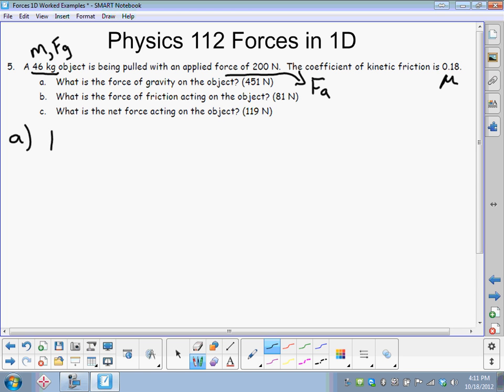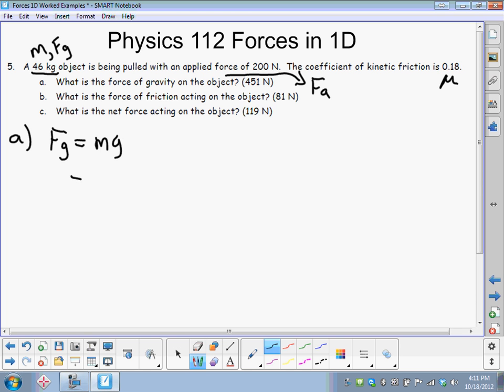Well, force of gravity is mg. Now, to be consistent with direction, force of gravity is usually downward, and that'll end up being a negative value. The answer here has positive 451. Think of that as the magnitude. Okay, so that's the magnitude of our answer. Either way, I'm not going to be very picky about that. So you can, as long as you're communicating your answer carefully, I'll be okay with that.